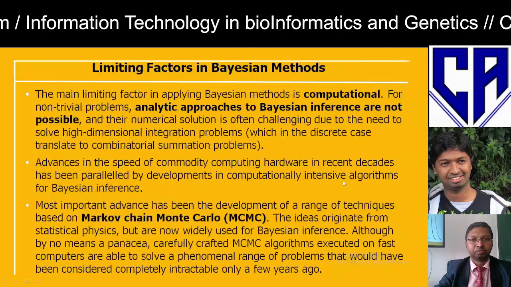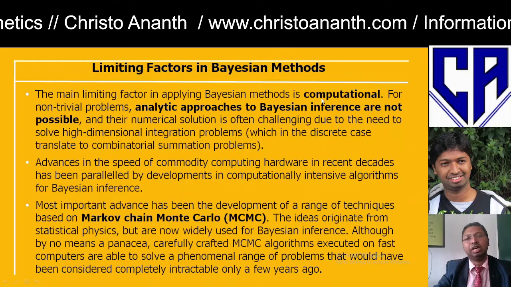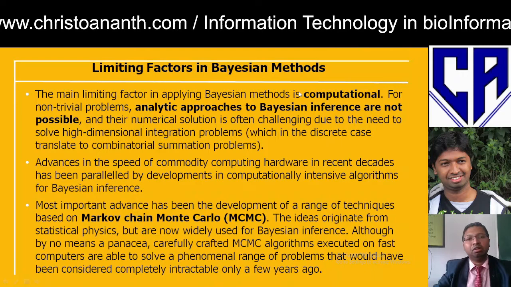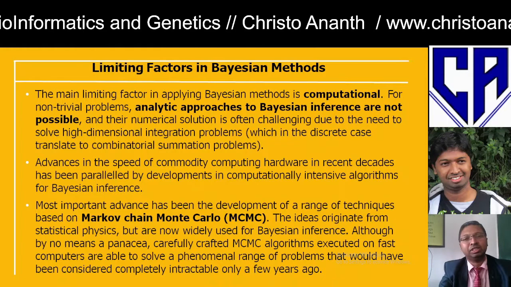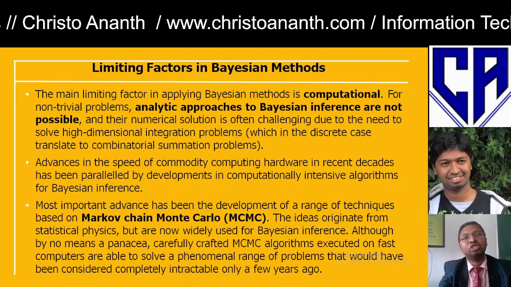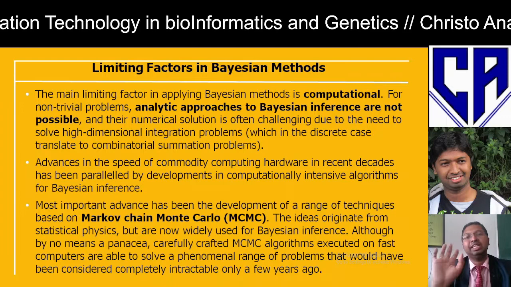So these are the limiting factors in Bayesian methods. The main limiting factor, or maybe disadvantage, is that this method is still computational. That statistical way of processing is more present in the case of Bayesian methods. But the analytical approach, the analysis-oriented side, is missing in Bayesian methods. Whenever you have to deal with numbers, whenever you have to deal with statistics, that is a problem in Bayesian methods.